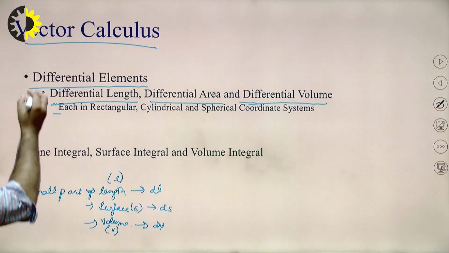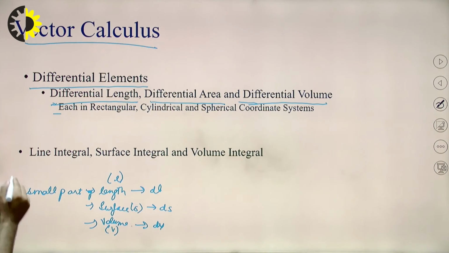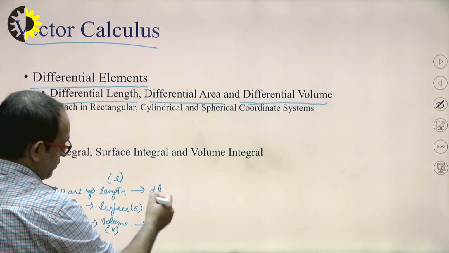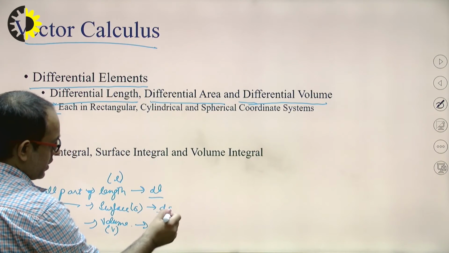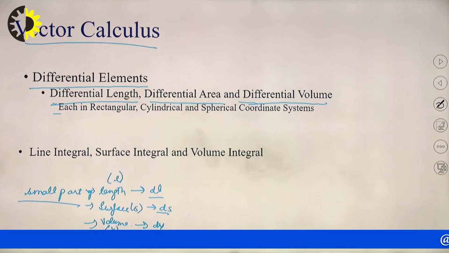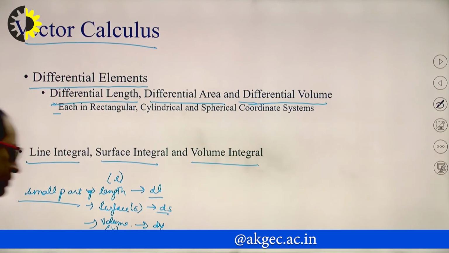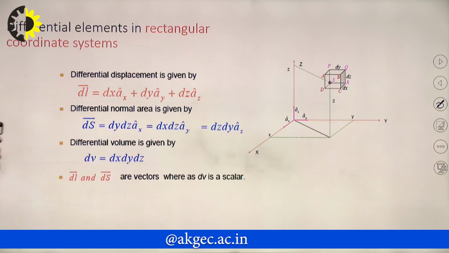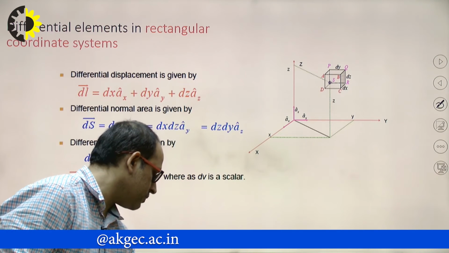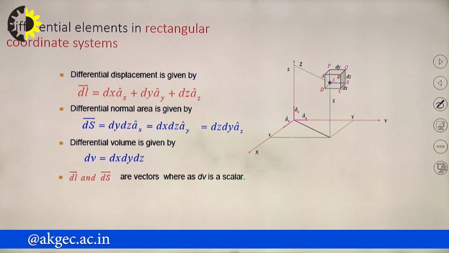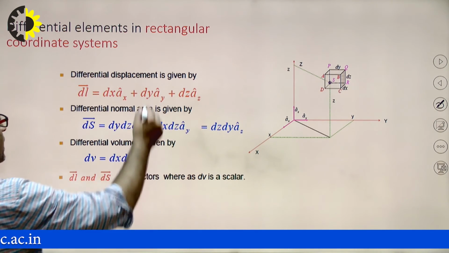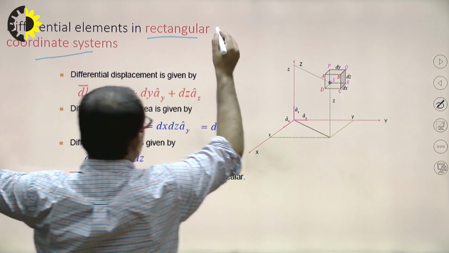Clear? Now in vector calculus you will also study, now I have already taken the small part of length. If I integrate the small parts of length, surface and volume, you will study the line integral, surface integral, and the volume integral. Now first we will study the differential length, differential area, and differential volume for the rectangular coordinate system, or you can say the Cartesian coordinate system.